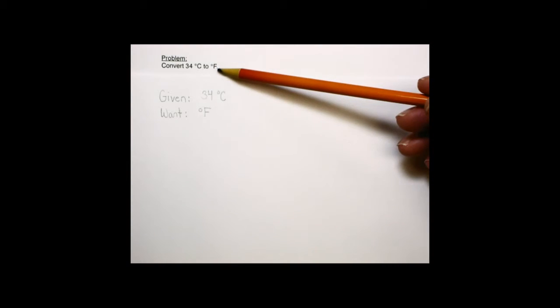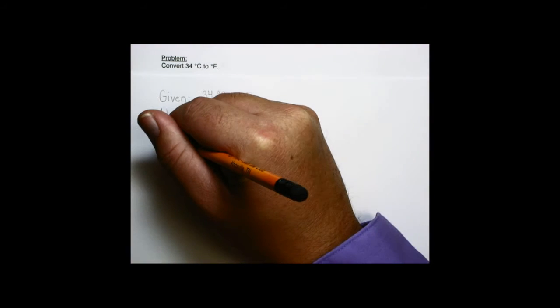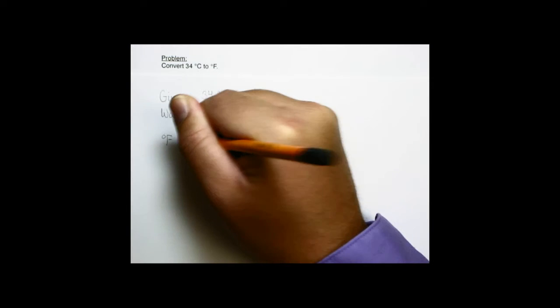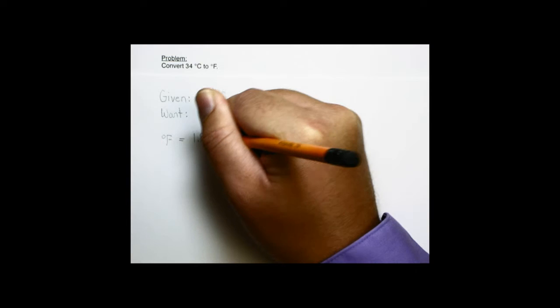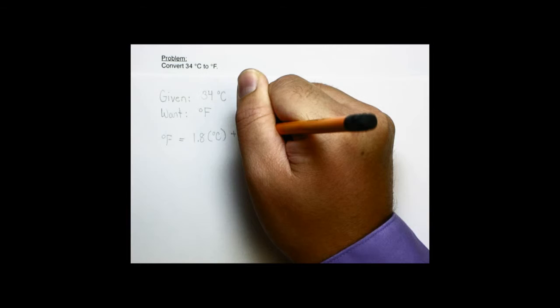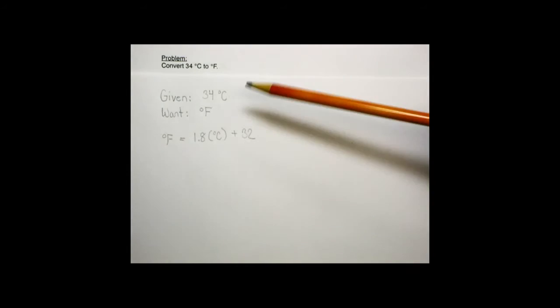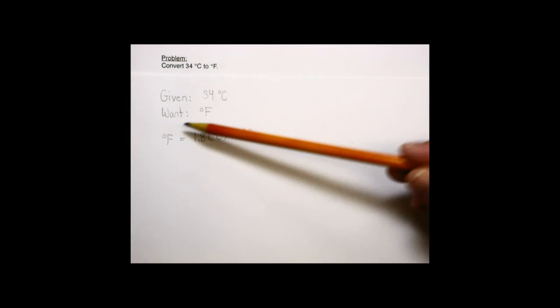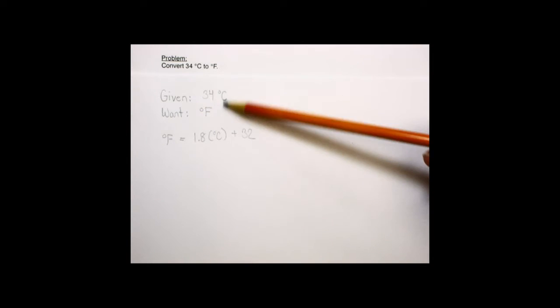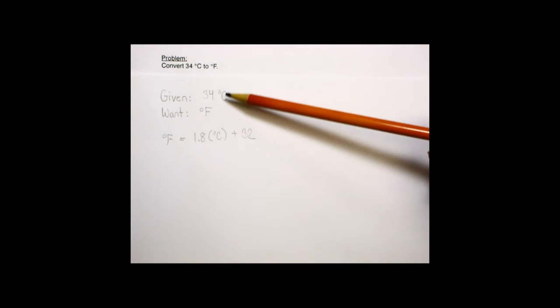And we know that when we're doing temperature conversions, there are two equations that we generally use. And the first one tells us that a temperature in degrees Fahrenheit can be found by taking a temperature in degrees Celsius, multiplying it by 1.8, and adding 32. Now notice in this problem how these line up with what we're given and what we want. We want that one, and we're told what this one is.